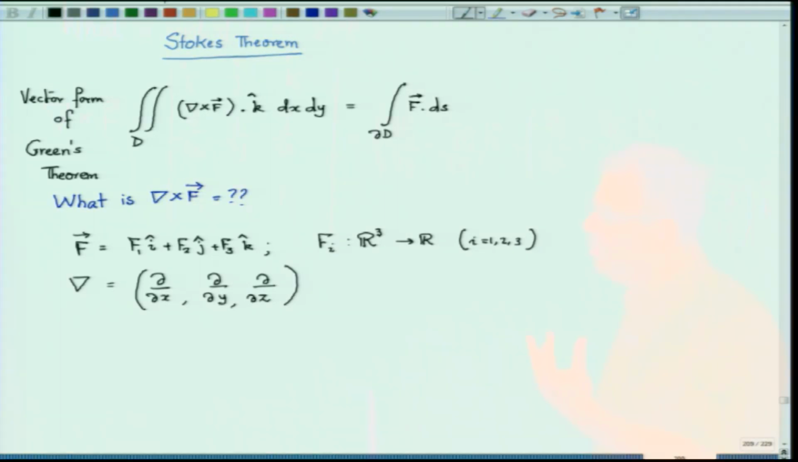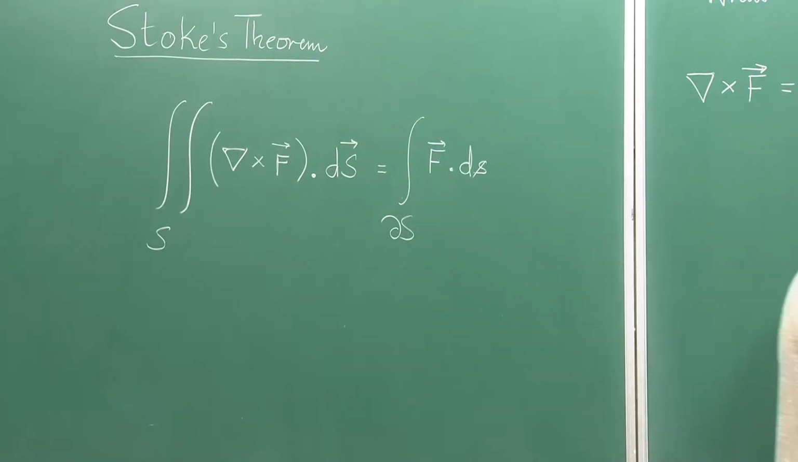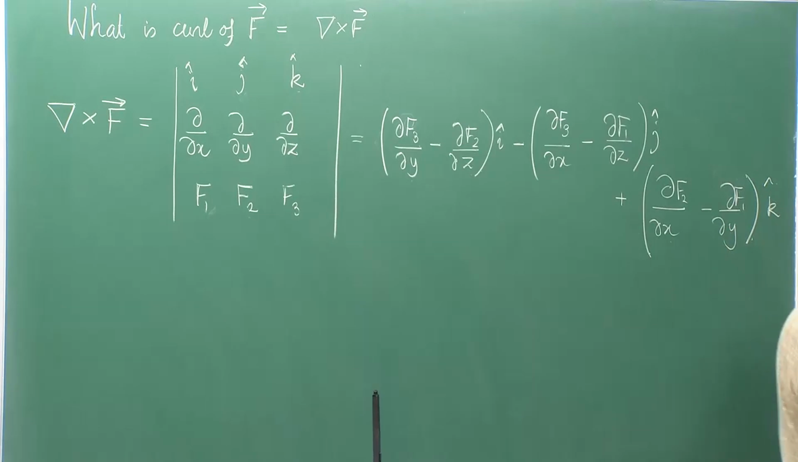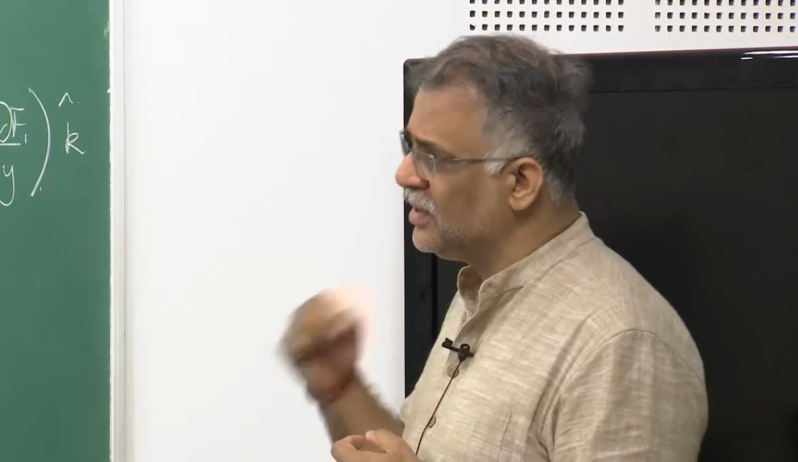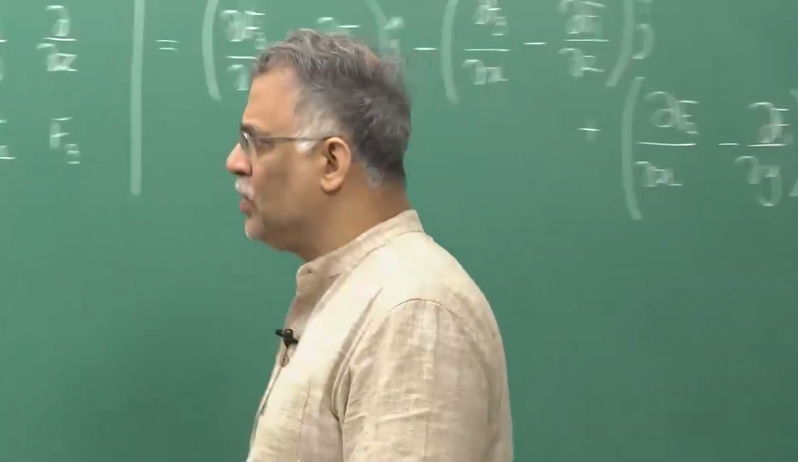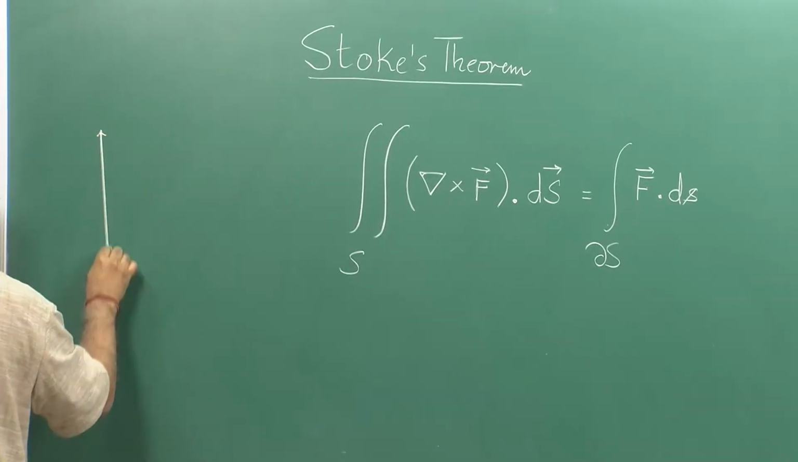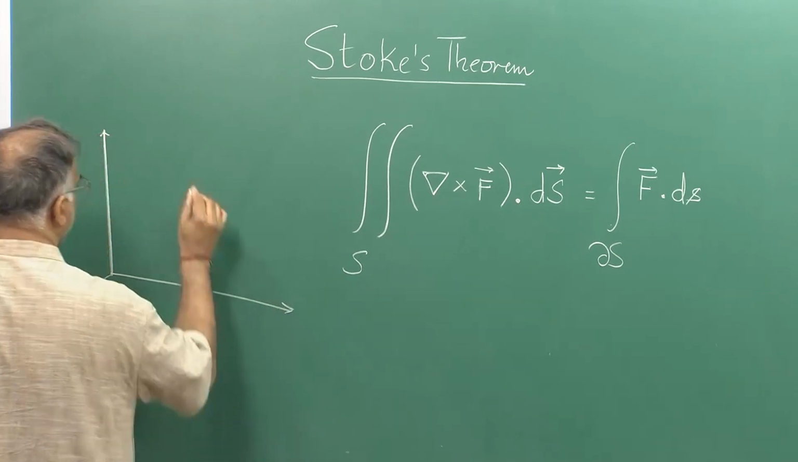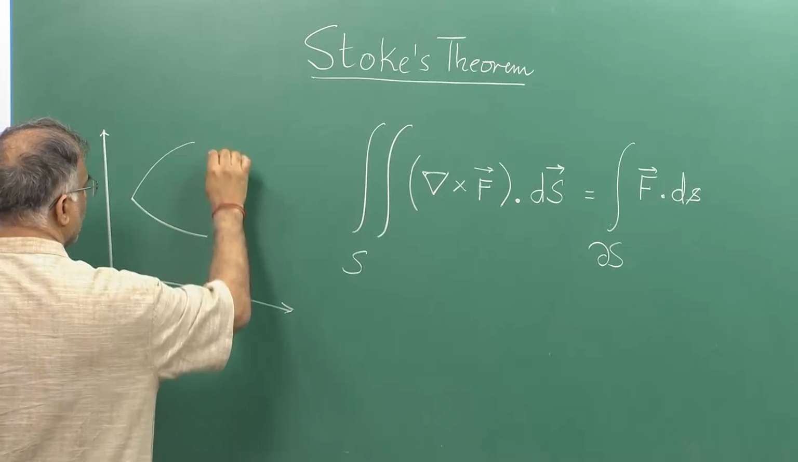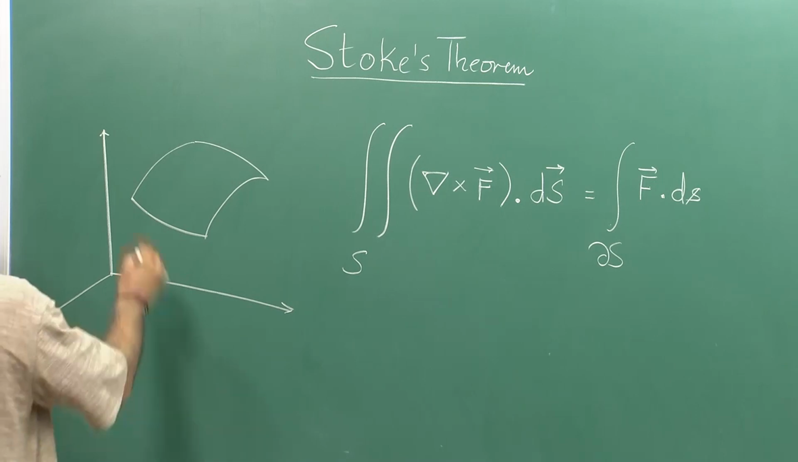So, in R3 we are talking about a surface integral being related to a line integral, where the curve along which we move is outlining the surface. Let us understand what I mean. Suppose I have a surface like this. This is my S.